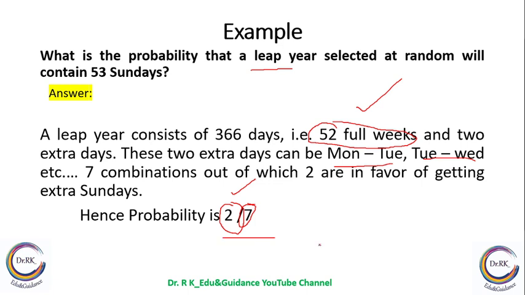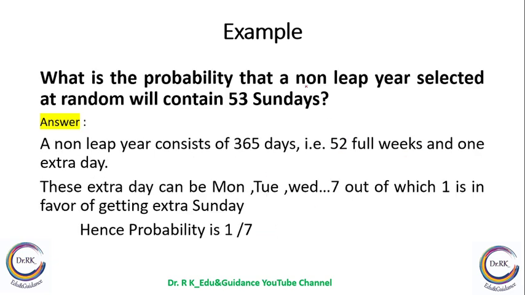Okay, leap year. Now, if we continue the same, in case of a non-leap year, what happens? I think once this is clear, it is very simple. So a non-leap year means only one day left. That one day can be any day, Monday, Tuesday, Wednesday, and so on up to Sunday. That means 7.